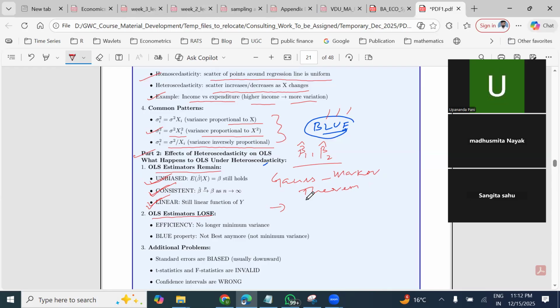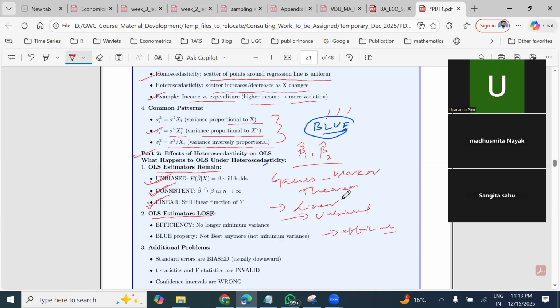So you must be thinking that B is for best, right? When will the OLS estimator be best? If it satisfies linear, unbiased and efficiency. So first is linear, then unbiased, then efficient.